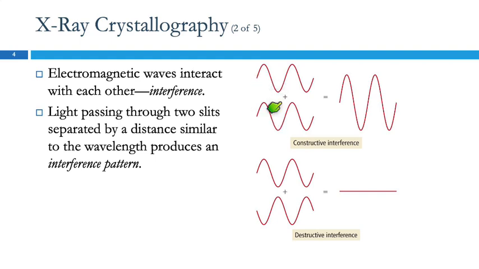So if we have constructive interference, then the waves add to each other, and what we saw in the box on the beach was a bright spot on the bottom of the box. And when they have destructive interference, then we have a dark spot. They cancel each other out. And so we see interference patterns produced by electromagnetic radiation passing through two slits or through a crystal.